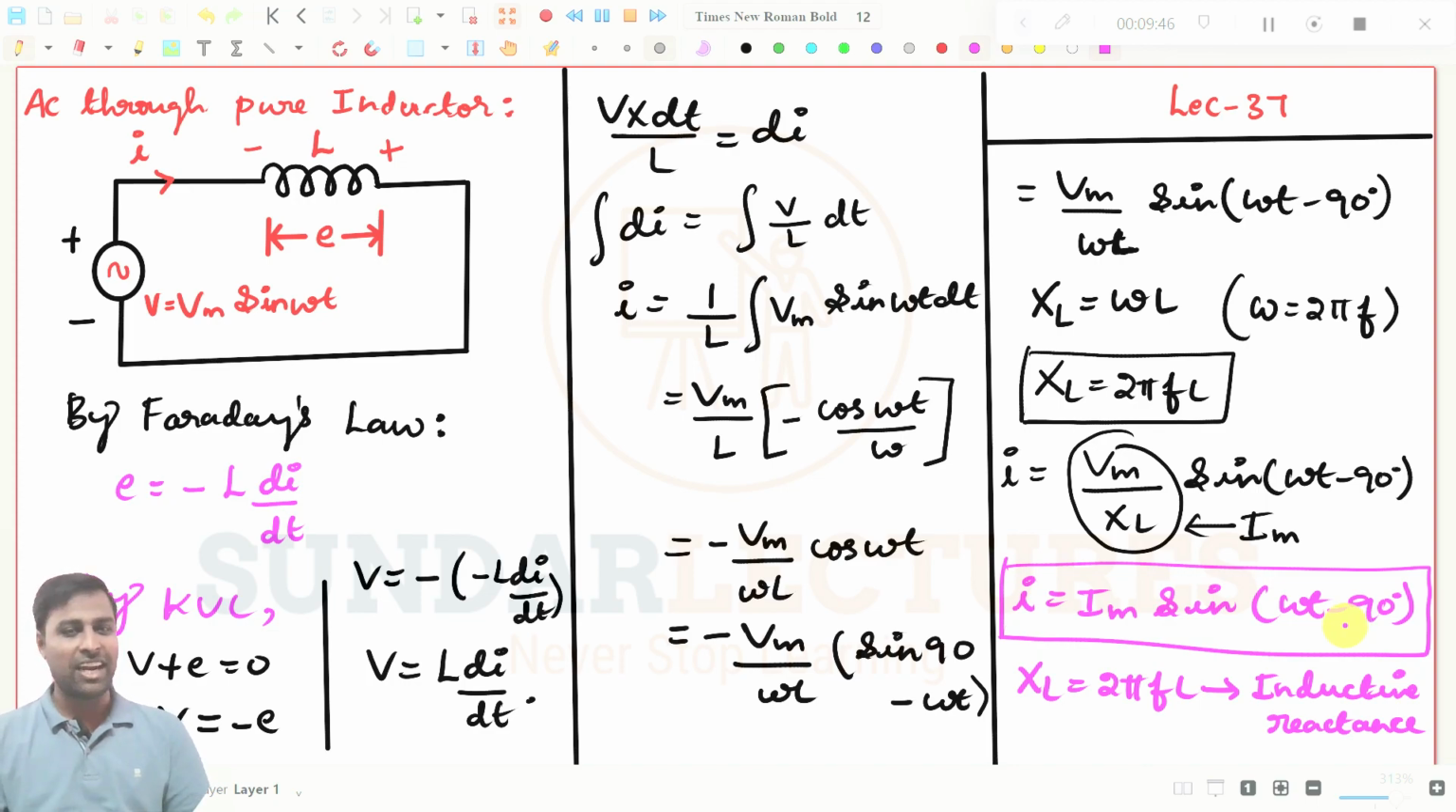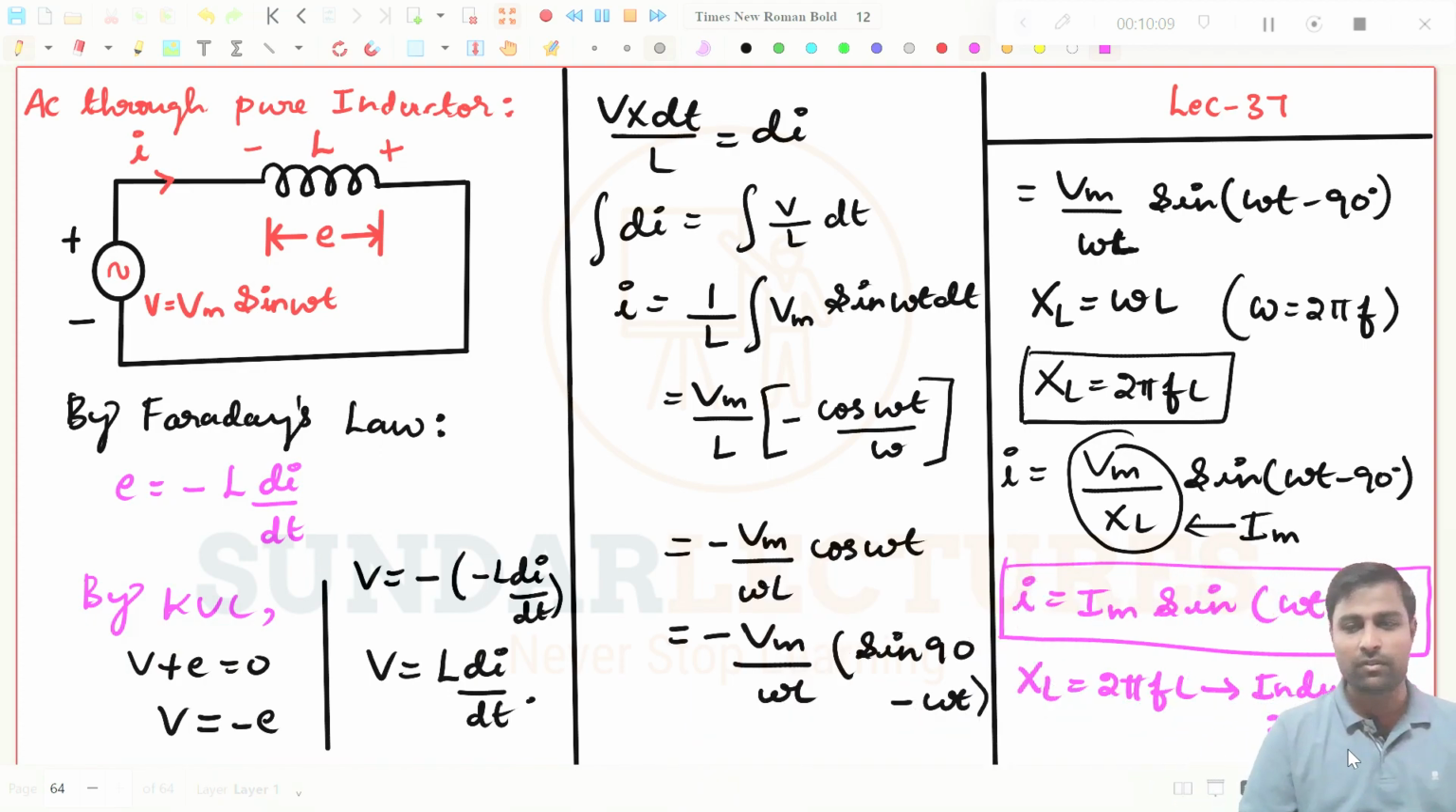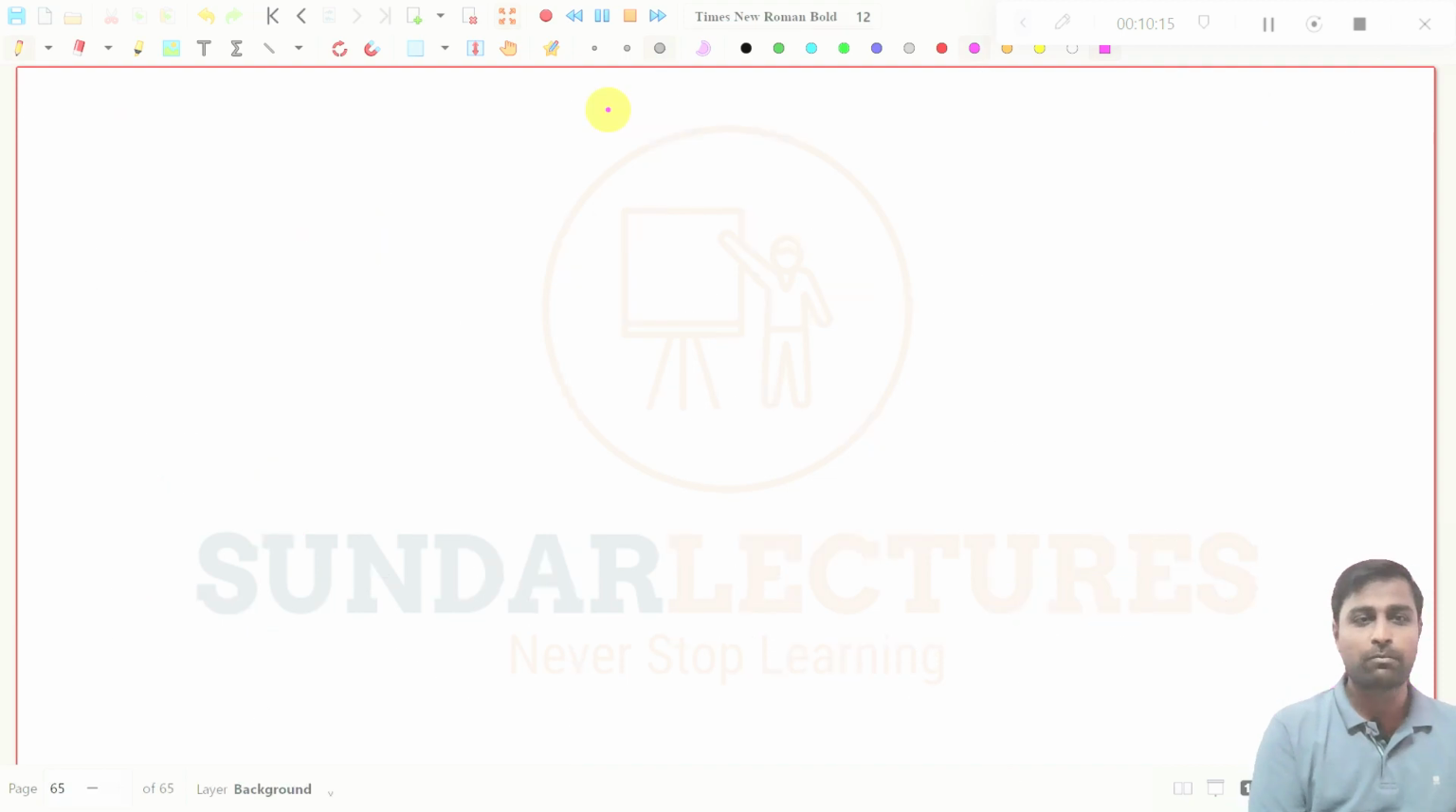We have also learnt that the inductive reactance of this inductor will be 2 pi fL, or we call it omega L. So these are the basic things we need to understand. Now we try to substitute these two expressions to get the value of power. For that we will go to the next page and write both expressions.